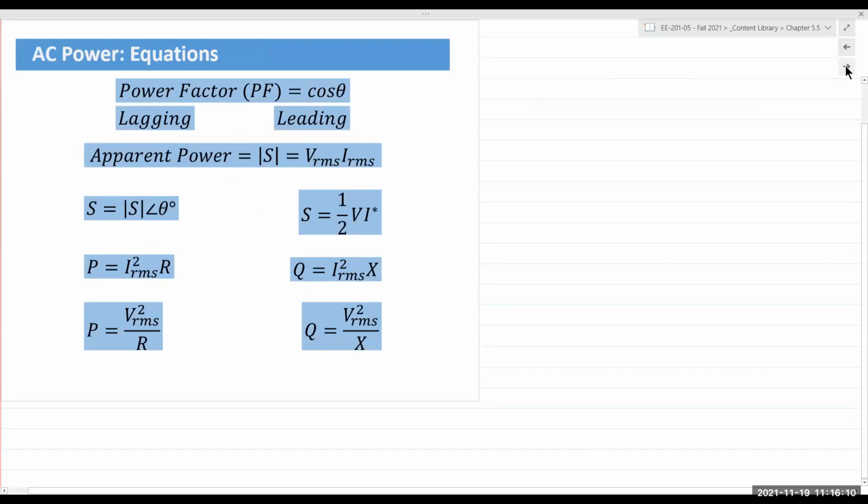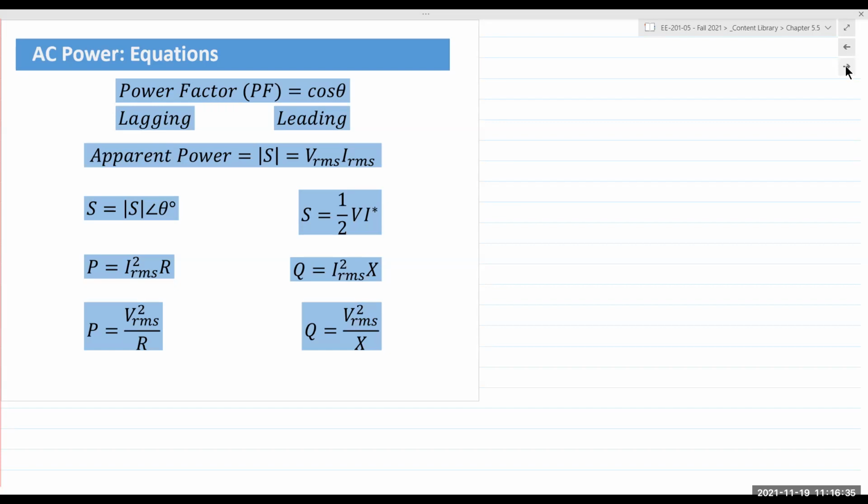All of the previous equations that we learned still apply. So P is equal to I squared times R. P is also equal to V squared over R. So we talk about the inductor and the capacitor, which has reactance. Reactance is X, right? XL is omega L. XC is 1 over omega C. So the same equations still apply.